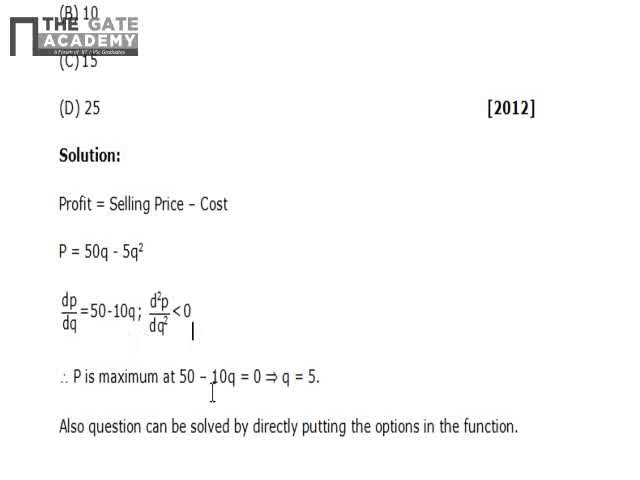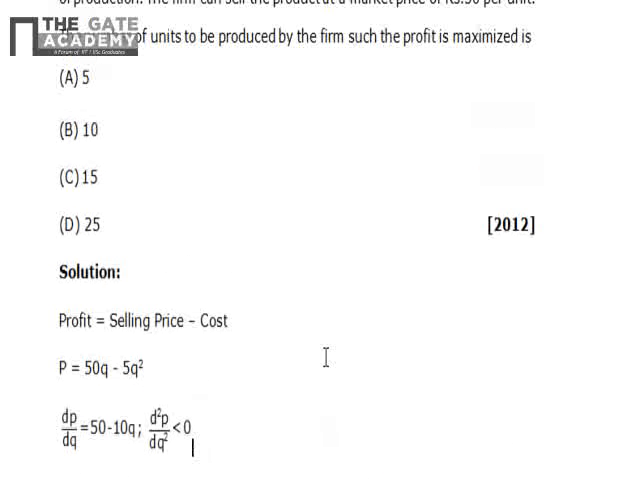50 minus 10q is equal to 0. We have to equate this first derivative to 0. Okay. So we'll get the value of q is equal to 5. That means for 5 units, we can maximize the profit.